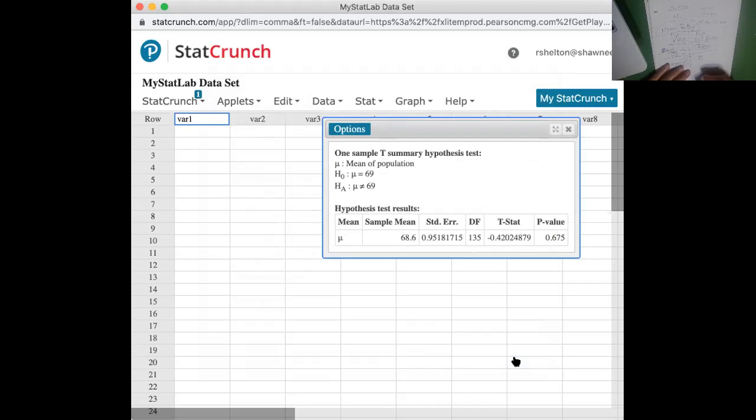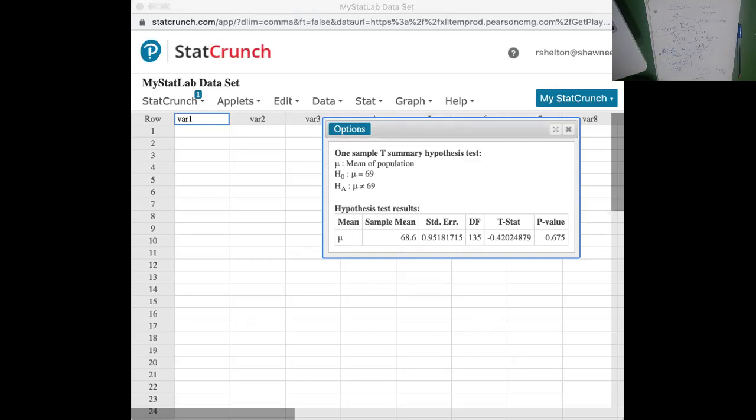Okay, and I'll write down our t-stat, which is our test statistic, is minus 0.4202. Our p-value is 0.675. And I don't know what the rest of the problem was. I'll write down standard error, 0.9518. And the mean X bar, well, we put that in. We know what that is, okay? And we know what the degrees of freedom is. That's always just n minus 1.